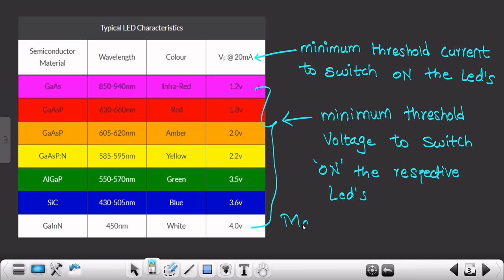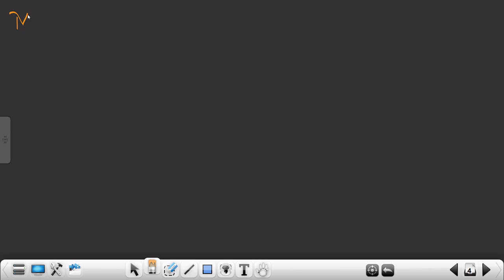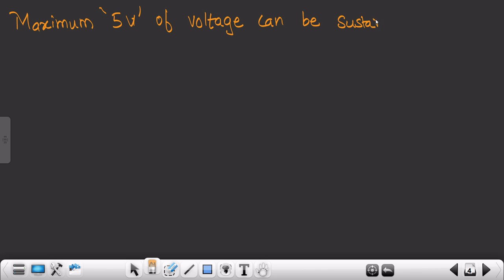So the LEDs can bear maximum 5 volts. Sorry, not 5 volts of current, 5 volts of voltage. Maximum 5 volts of voltage can be sustained by any LED. That means LEDs may burn out if I'm providing more than 5 volts of voltage, right?